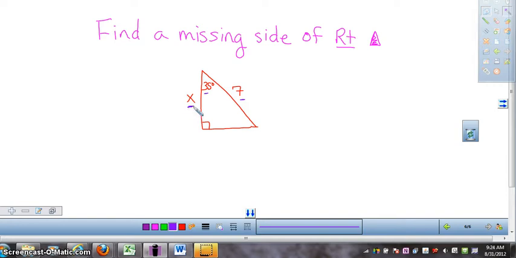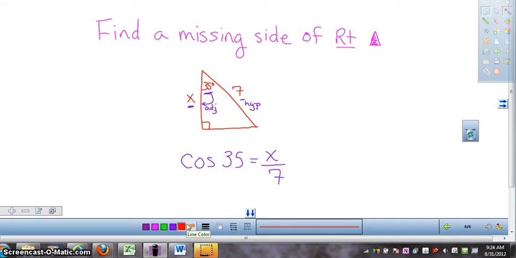Well, this side kind of determines which trig function you're going to use. In relationship to this 35, this side is adjacent. And this, 7, is the hypotenuse. So adjacent, hypotenuse, in your brain should pop up cosine. So from what we've been working on, the cosine of some angle, well, the angle I want to use is 35, equals the adjacent, x over 7.